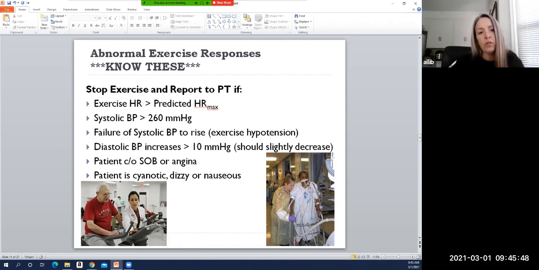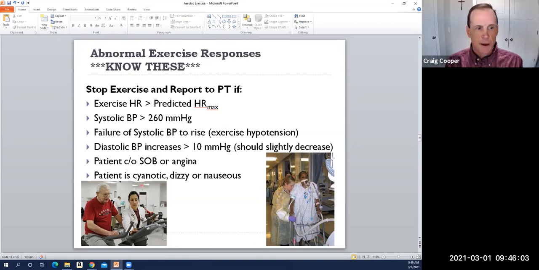When I went into PT in June, I did have specific heart rate and blood pressure max values that the physician provided the PT with that I couldn't pass. Yeah, and if you've got somebody coming off of a stroke, coming off of a heart attack, you are going to have those limitations in place.